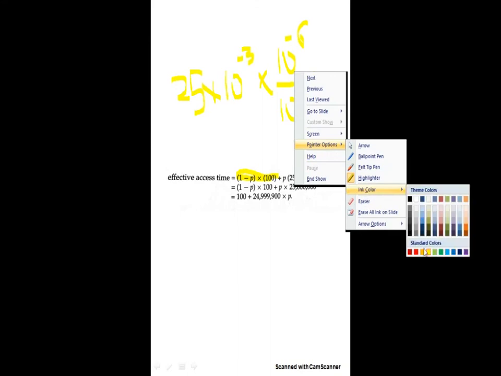Let's change the ink color to red now. You see 10 power minus 3 and 10 power minus 6. When you add, it will become 10 power minus 9. This will become nano. Correct? So same nano. But 10 power minus 6, it comes up. 6 zeros will add here. That's why I get 6 zeros here. So 25 into 6 zeros. So all this now in nanoseconds. Okay. All is in nanoseconds. Now you have to just simplify it.